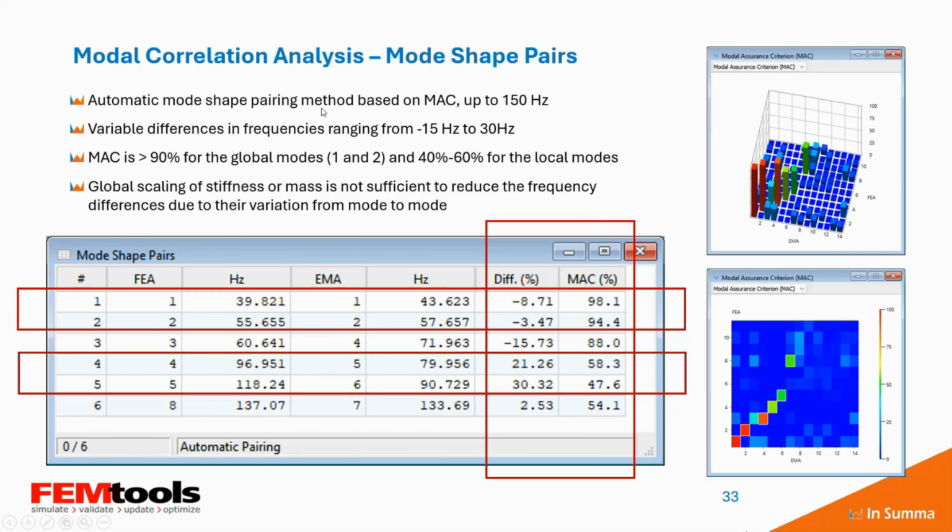So this brings us to the mode pair table, and I highlighted here the frequencies and the differences that are of interest. So we see -8% and -3% for the 2 global modes, then -15% for the local solar panel mode, and then we have +21% and +30% for the local tank modes. So again, this indicates that we will need local changes, and we will not be able to improve this with a global scaling of stiffness and mass.